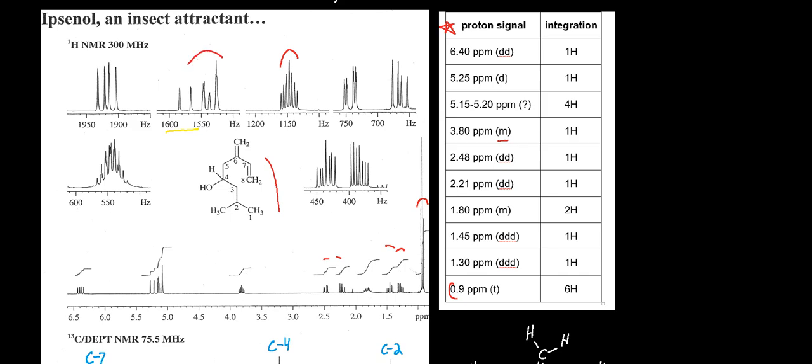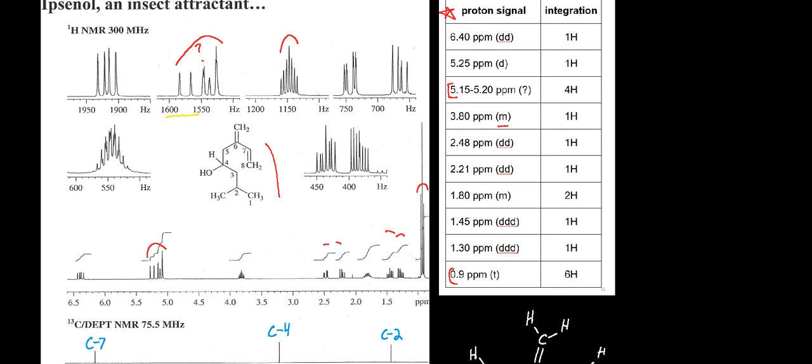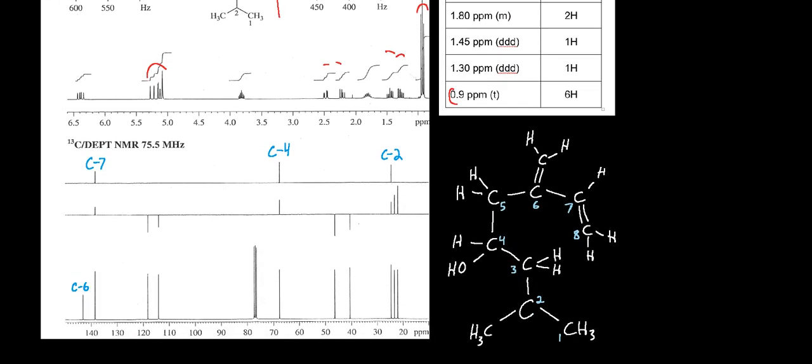The signals here are the ones between 5 and 5.3, 5.2, and I've just labeled those all together as integrating for 4 hydrogens. I don't know exactly what we're seeing here, and maybe we'll be able to figure that out in the end. So I made my table of proton values and integrations.